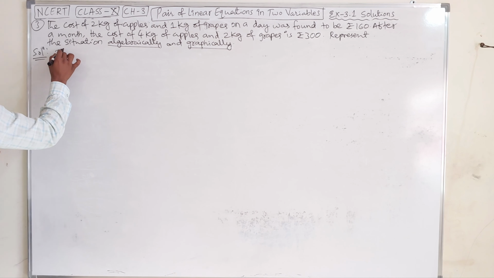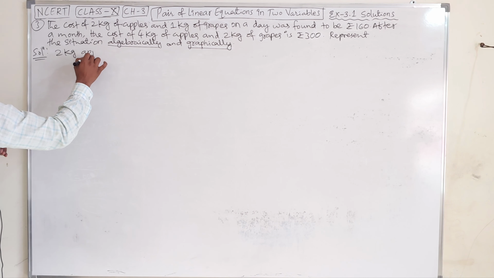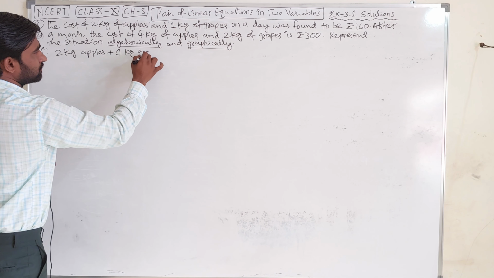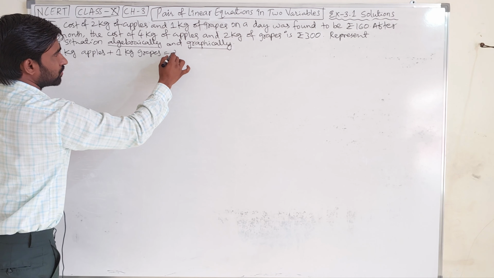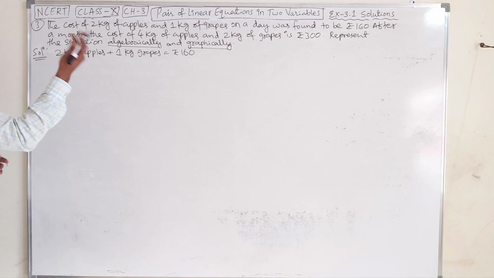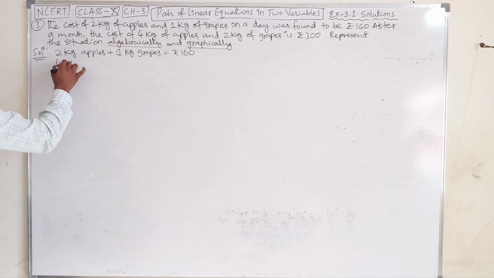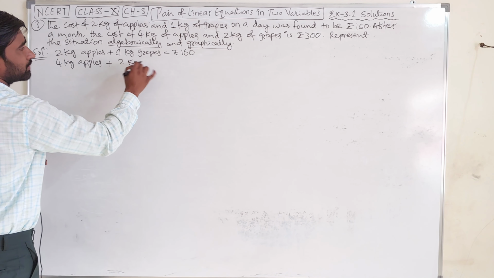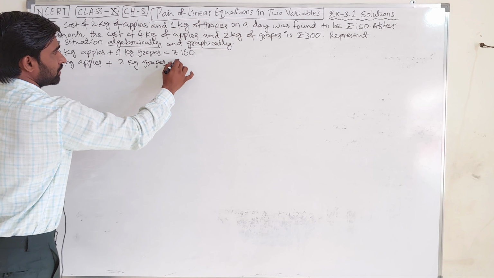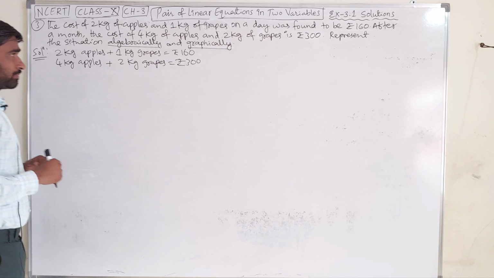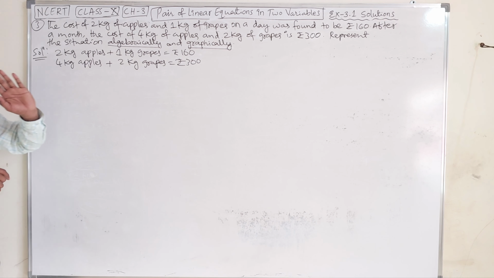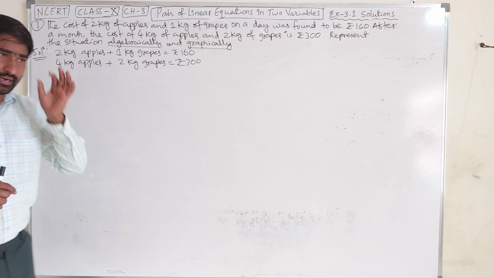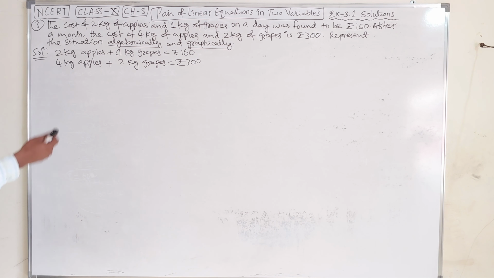2 kilograms of apples plus 1 kilogram of grapes, the rate is found to be rupees 160. After a month, एक महीने के बाद, 4 kilograms of apples plus 2 kilograms of grapes is found to be rupees 300. But the main question is that we don't know the cost of 1 kg of apples and the cost of 1 kilogram of grapes. So let us assume them as rupees x and rupees y.